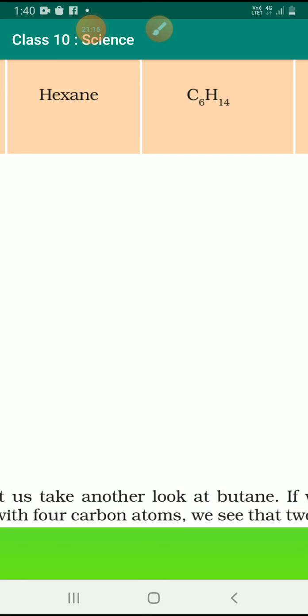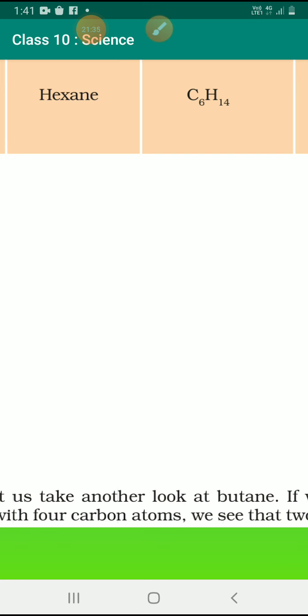Okay, I'll repeat the answer. Catenation is a process in which carbon atoms link with the carbon atom to form a chain. This process is called catenation, which occurs in three ways: straight chain, branched chain, closed chain.